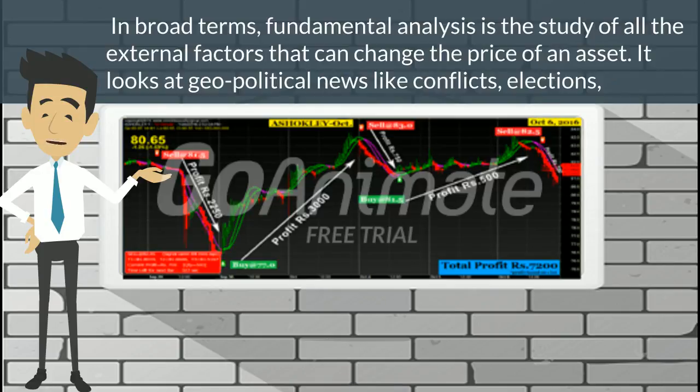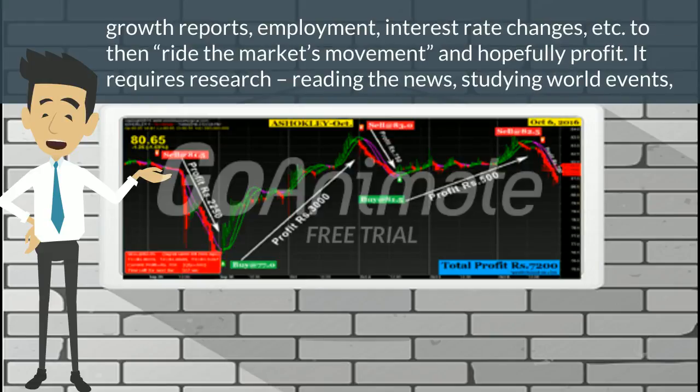In broad terms, fundamental analysis is the study of all the external factors that can change the price of an asset. It looks at geopolitical news like conflicts, elections, growth reports, employment, interest rate changes, etc. to then ride the market's movement and hopefully profit.